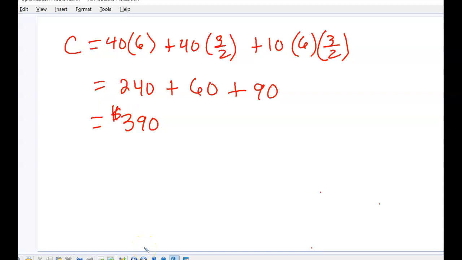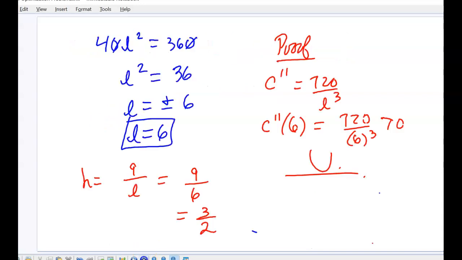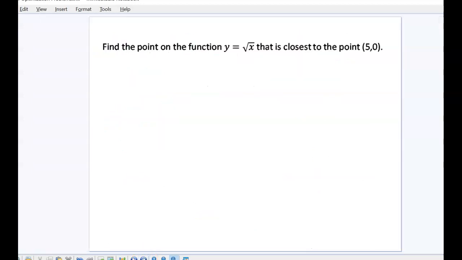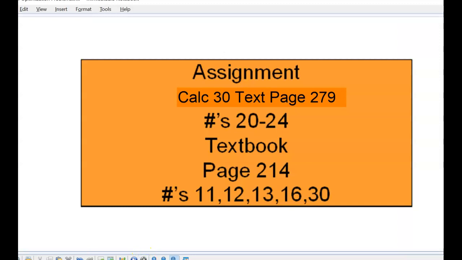Okay, that concludes optimization problems. Now these last three are a little bit more challenging, okay? Again, your assignment for this section, we're gonna leave this one right now. We might cover this one in class, but your assignment is right there on page 279 and page 214 of the AP text. So give those a try. If you have any questions, you can ask me in class.